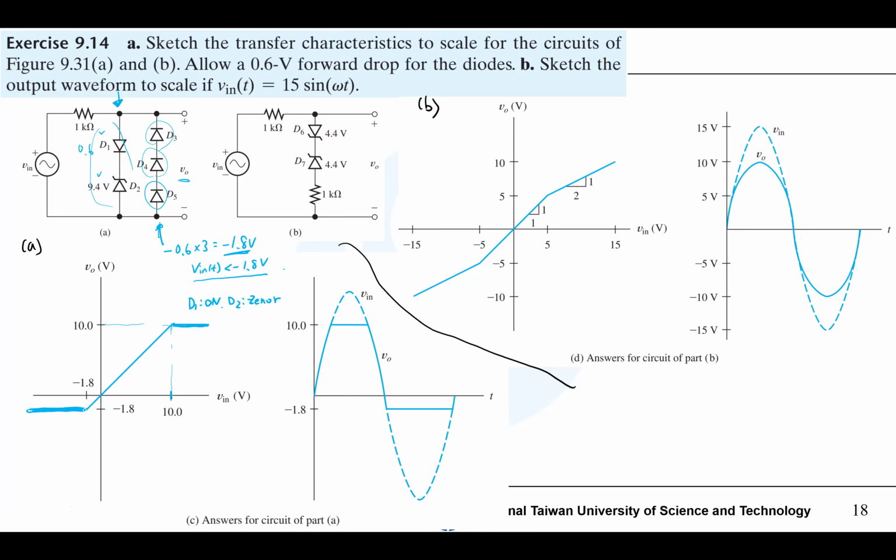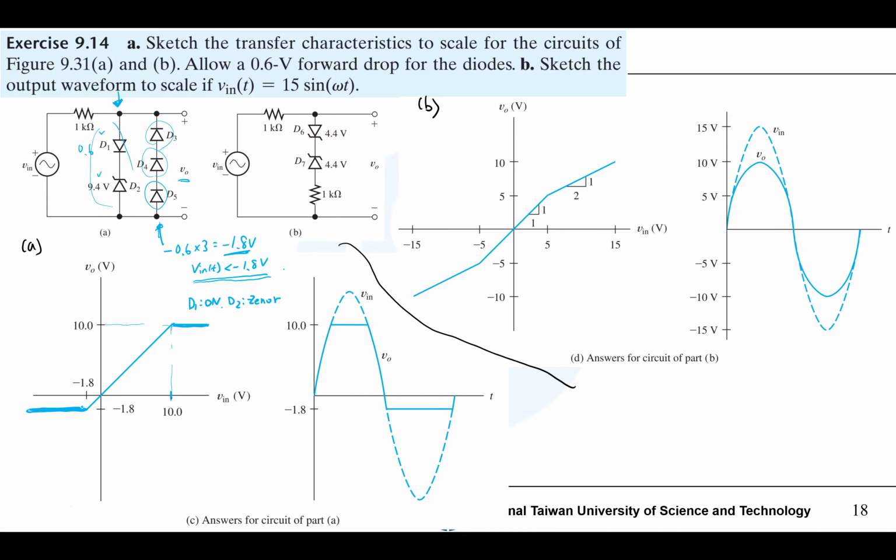So this is this segment. And then, for V in is minus 1.8 volts, then VO will always be minus 1.8 volts. So for V in smaller than minus 1.8 volts, the output voltage will be fixed at minus 1.8 volts.